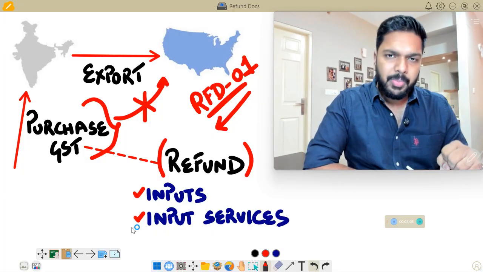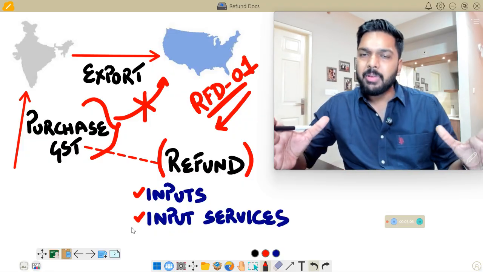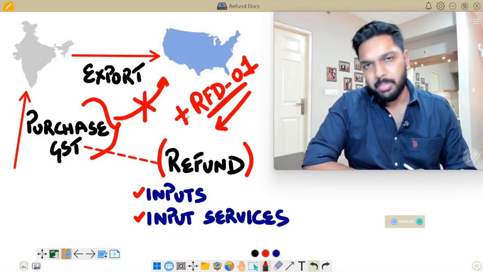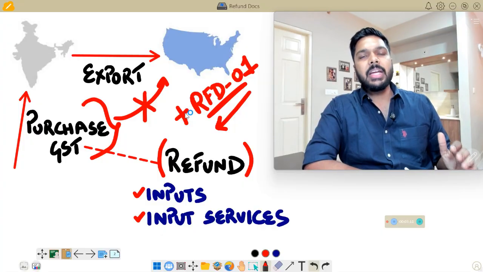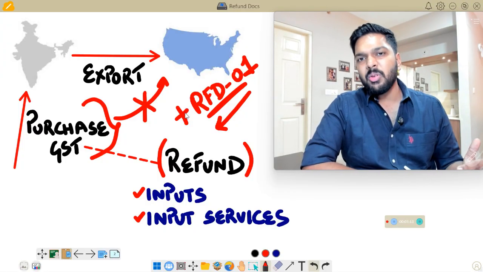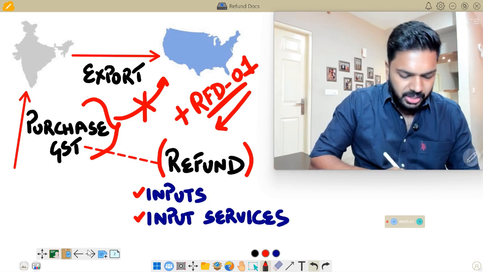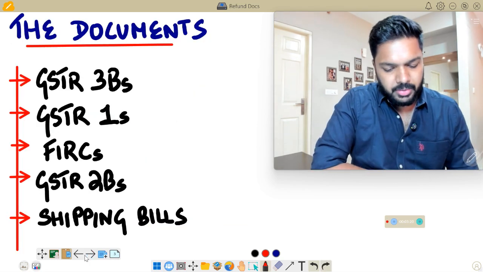So our discussion here is basically to understand what are these prescribed mandatory documents that you must attach along with the RFD01 application, because at the end of the day, it is money coming in from the department. So the department will all the more be quite strict in checking these documents. So what are these mandatory documents?